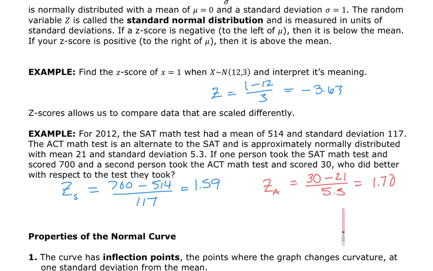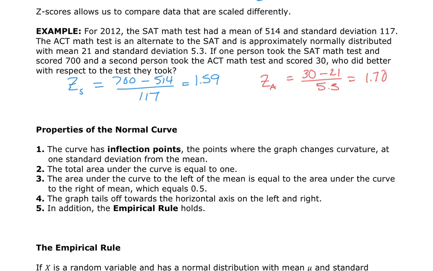So this score is actually a better score than the SAT score compared to the test they took, because this score is 1.7 standard deviations above the mean of the ACT test. So when we're looking at normal distributions, we can make decisions about what is better or worse if the things we're looking at are normally distributed and they're scaled differently. Then we can actually make a comparison, because 700 looks like it's a good score in comparison to 514, where 30 doesn't seem to be that far away from 21. In reality, this was actually the better score.